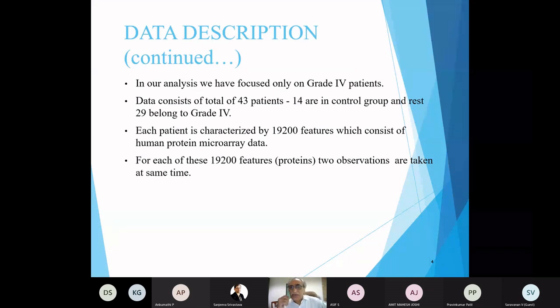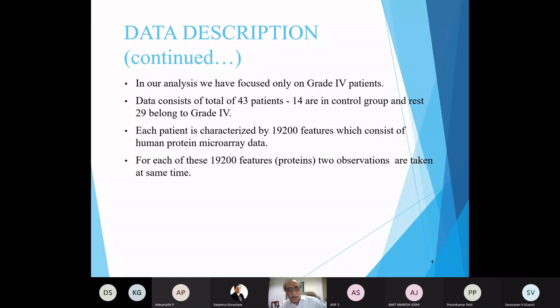In our analysis, we have focused only on grade 4 patients. So we have two classes: healthy patients and the patients who belong to the grade 4 category. The data consisted of 43 patients. 14 of them belong to the control group, and the rest belong to the grade 4 category. Each patient is characterized by 19,200 features, that is 19,200 proteins, which consist of human protein microarray data.